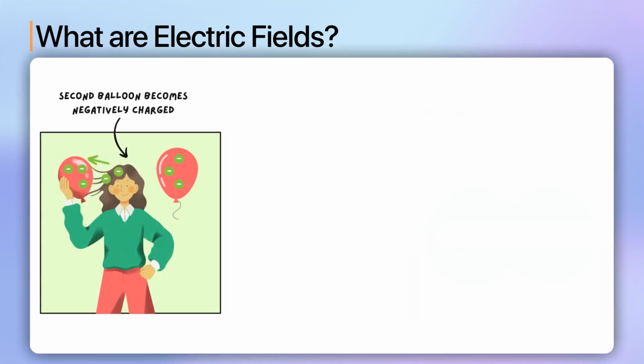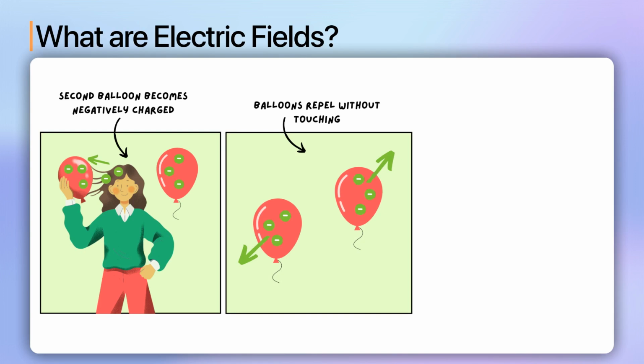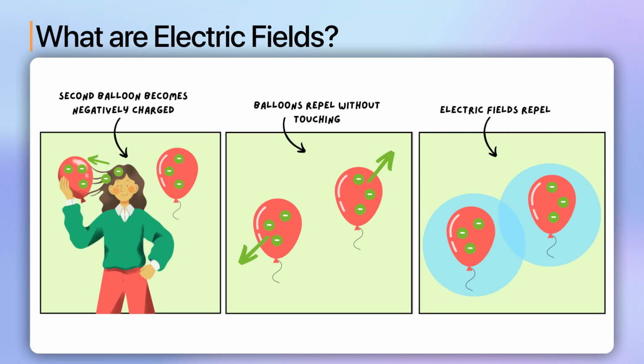Now suppose you rub another balloon on your hair such that it also gets negatively charged. If you brought them close together without them touching, you'd notice that they repel each other. This repulsion is due to the electric field created around the charged objects. The electric field of one negatively charged balloon repels the other balloon because like charges repel.